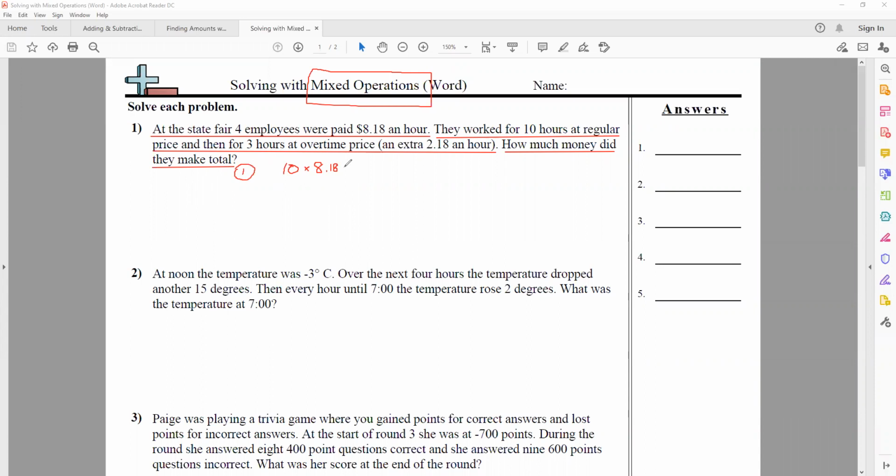And then, but how many employees? 4,000. No, what do you mean? Where do you see 4,000? Okay, 4, right? So once you times 8.18, you gotta times 4. Okay, so let's do that. So 10 times 8.18 is 81.8 times 4. Okay, can you do it on a piece of paper?